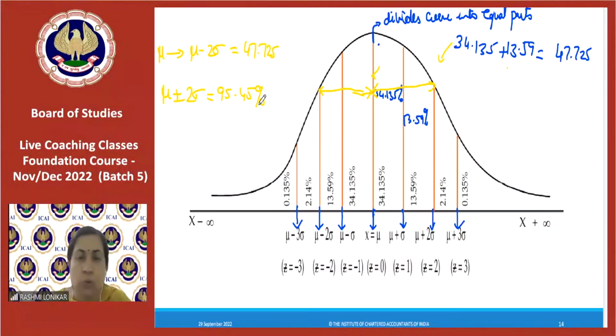x minus 2 mu to x plus 2 mu, you'll get another answer. And x minus 3 mu to x plus 3 mu, you'll get another answer. We go up to x minus mu, x minus 2 mu, x minus 3 mu, because most of the area is covered under this, and beyond that a very small amount of area is covered.